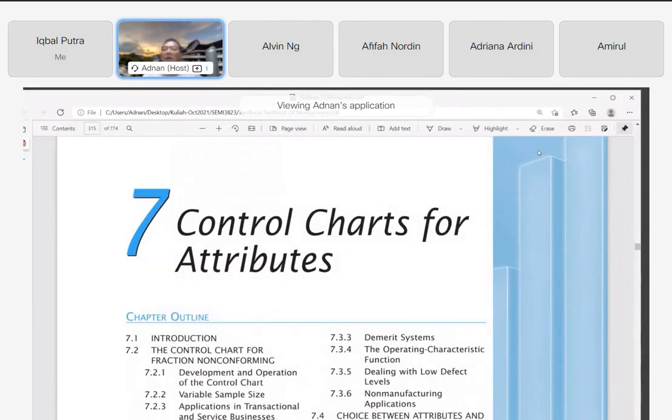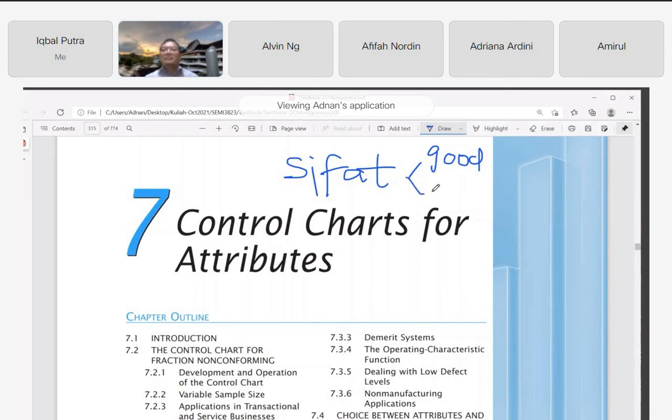All right. So this is control chart, chapter 7. Control chart for attributes. As I say, attribute in Malay is sifat, ciri-ciri. Sifat. Or we can say we want to decide, is it good or bad? Or we want to say that it is accept or reject.